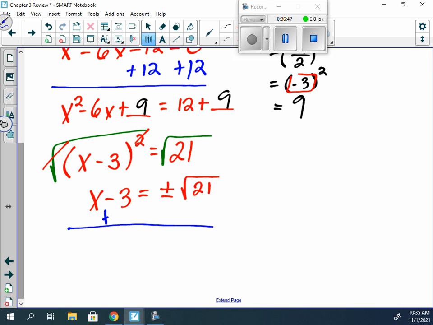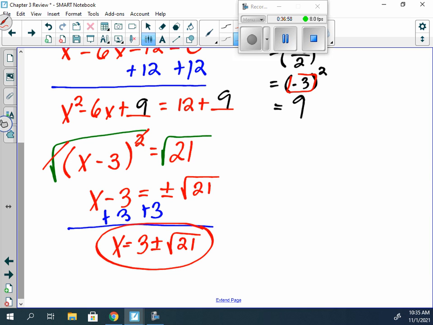And last but not least, we do need to add 3 to both sides, which tells me x is equal to 3 plus or minus the square root of 21. Any questions on any of this here?